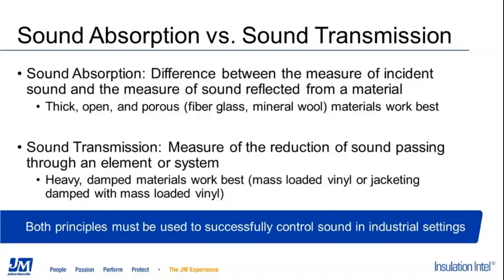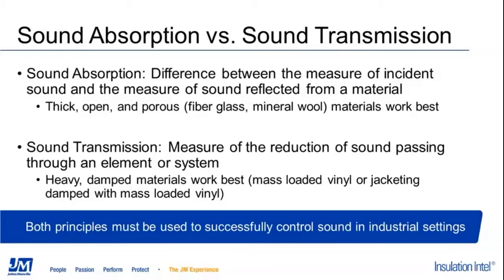So that brings us to trying to take a look at the different ways of addressing the noise level, being sound absorption versus sound transmission. As we said, sound absorption is a way of measuring the difference between the incident sound level and the measure of the reflected sound level from that material being treated. Sound absorption is typically achieved as the result of an open cell or porous material. And in a few minutes, we'll talk a little bit more about how the thickness of that material can impact the amount of absorption that you would achieve.